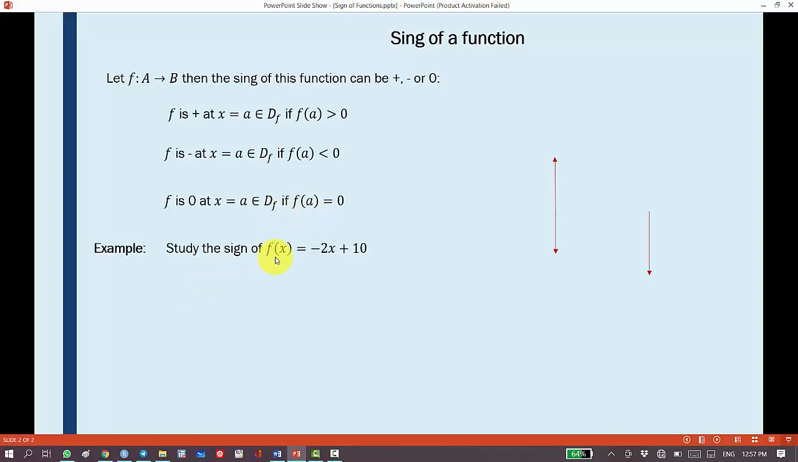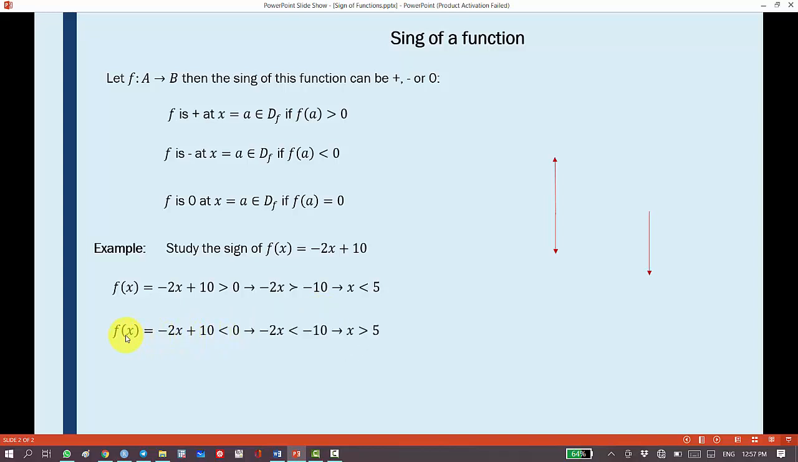As an example, consider the function f of x equals minus 2x plus 10. In order to see for which values of x this function is positive, we just let the function be positive: minus 2x plus 10 bigger than 0. Solving this linear inequality, we take 10 to the other side. Minus 2x is bigger than minus 10. Dividing both sides by minus 2 changes the direction of the inequality. As a result, x is less than 5. This means that the sign of this function is positive for all x less than 5.